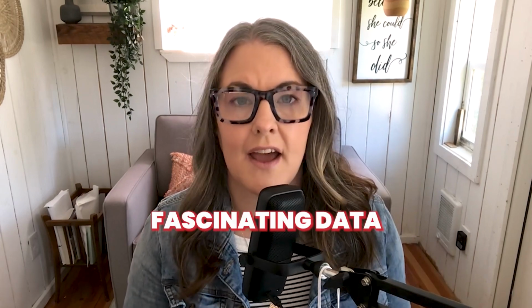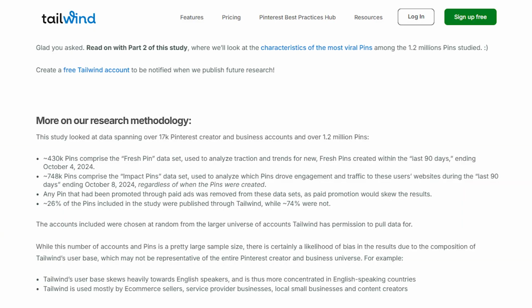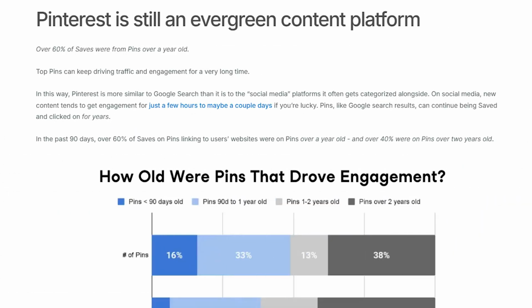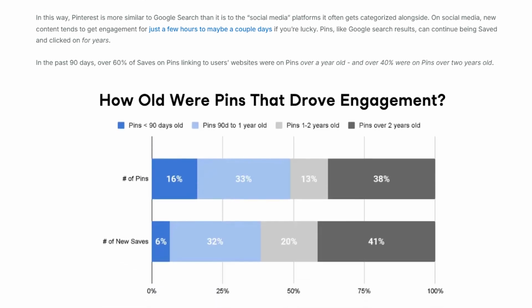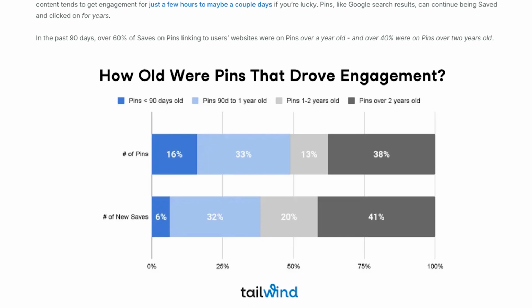Tailwind did a recent study about Pinterest images, which I'll link below in the description. It had some fascinating data that I want to share with you. In this benchmark report, they analyzed over 1.2 million pins across 17,000 Pinterest business accounts. They gave us an unprecedented look at what is working right now. They found that Pinterest remains an evergreen platform where these pins, the images, can continue to drive traffic for years, with over 60% of saves coming from pins older than 1 year.